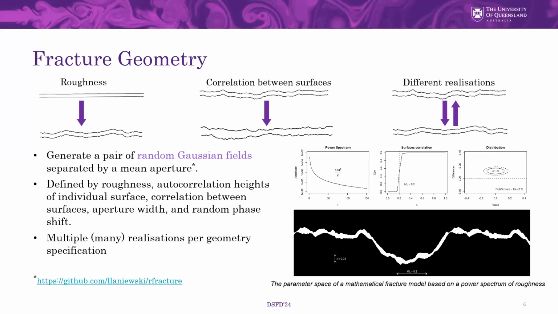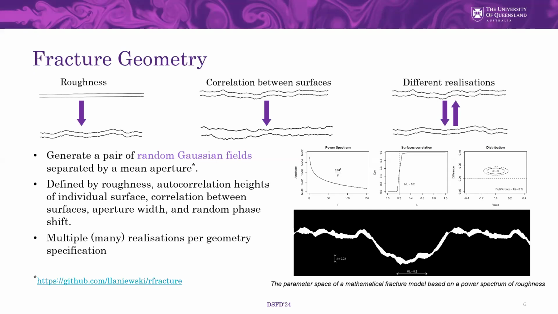And so we do this through a power spectrum to get the different wavelengths of roughness captured in our fracture. But then again, when you think about a fracture, they're not just going to split apart and then perfectly separate. We're also going to have a decorrelation of our surfaces as well. And so we have a decorrelation parameter in the model to generate these geometries.